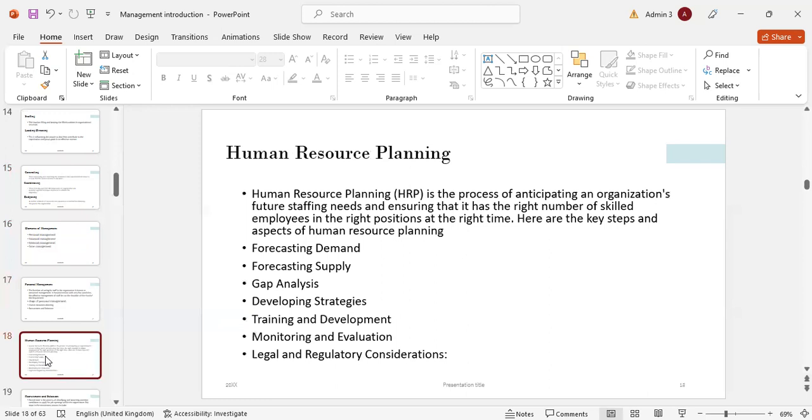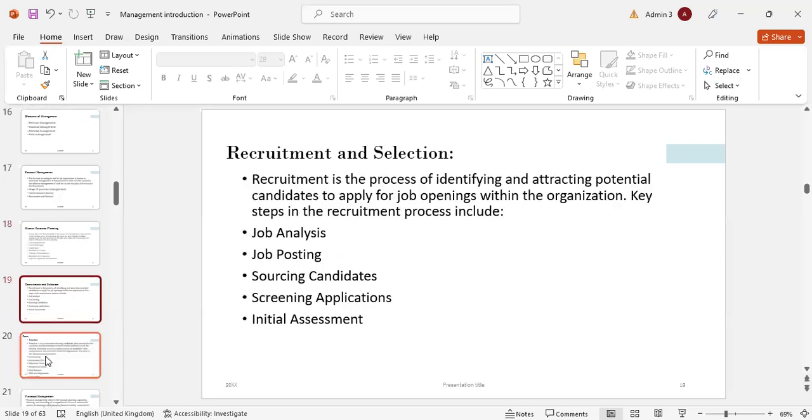Human resource planning. Human resource planning is the process of anticipating an organization's future staffing needs and ensuring that it has the right number of skilled employees in the right positions at the right time. Here are key steps and aspects of human resource planning: forecasting demand, forecasting supply, gap analysis, developing strategies, training and development, monitoring and evaluation, legal and regulatory consideration.